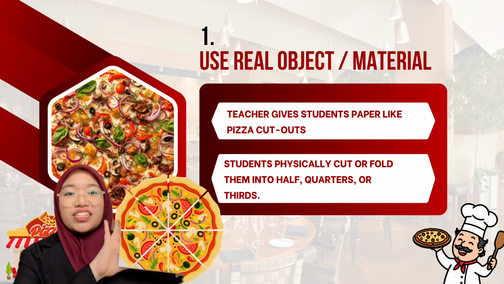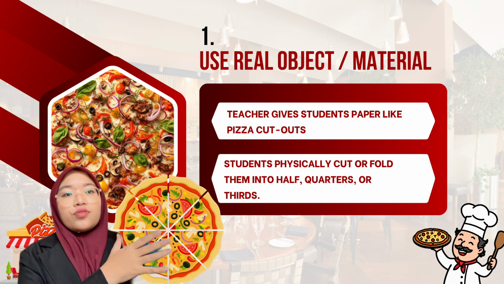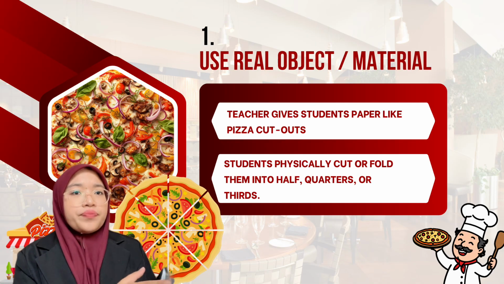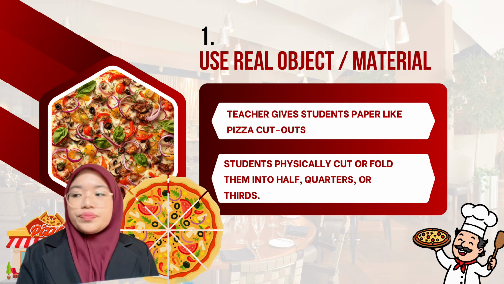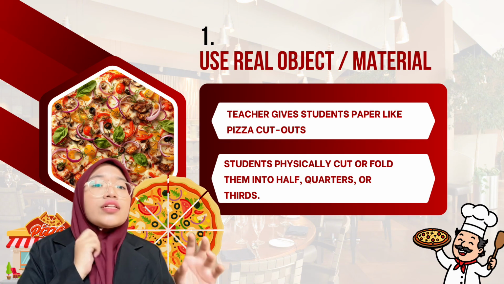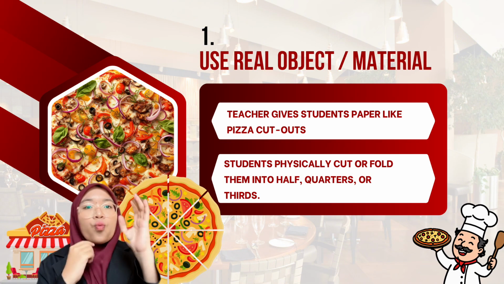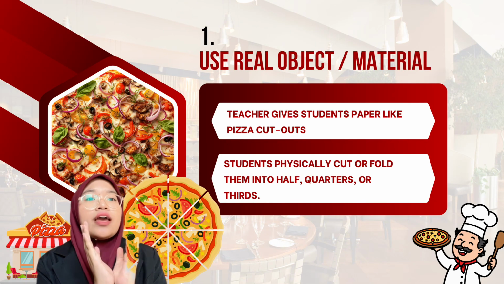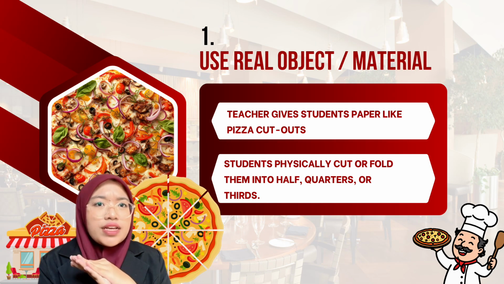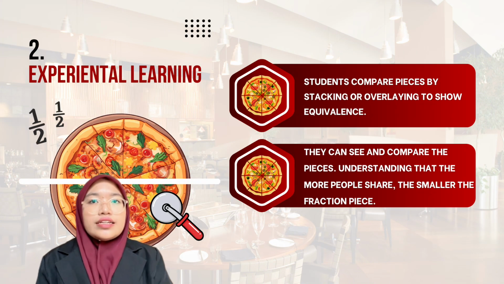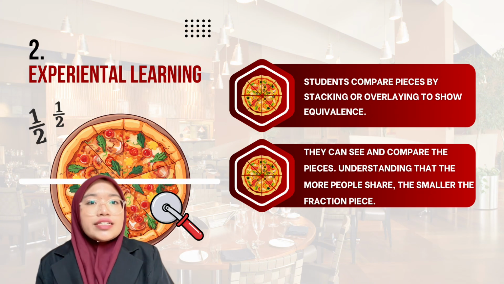So when they fold it, they can see it. Imagine that this is the pizza, and when they fold it in half, they will see, oh, it becomes smaller. Okay, when they fold it into quarters, then it becomes much smaller. So they will see the difference from the whole size of the pizza, and when they fold it, it becomes smaller. Okay, so the next point is experiential learning.